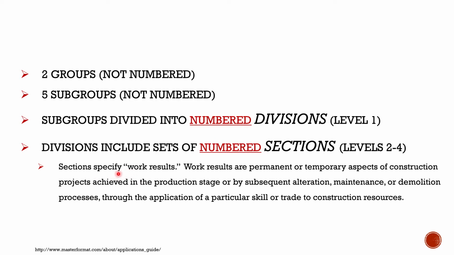Sections specify work results. Sections define the work results, the permanent or temporary aspects of construction projects, achieved in the production stage, or by subsequent alteration, maintenance, or demolition processes, through the application of particular skilled trades or construction resources.